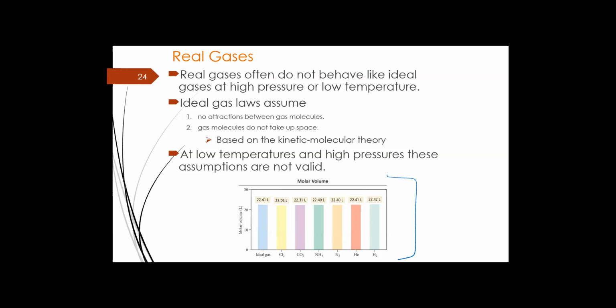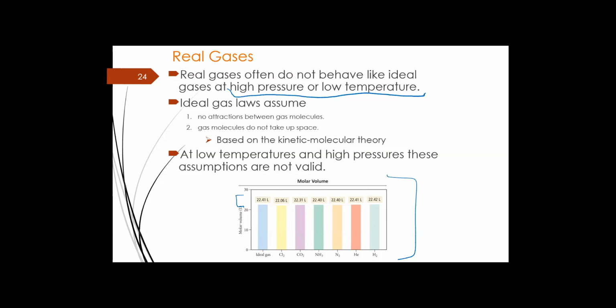But real gases often don't behave like ideal gases, and this is going to be at high pressure or low temperatures. The reason why is that at high pressures or low temperatures, we made two big assumptions for the ideal gas law: that the attractions between the gas molecules didn't exist, and that the gas molecules do not take up any space. This kind of came from the kinetic molecular theory. Well, at low temperature and high pressure, those are no longer valid. Now you can see that generally speaking, they always kind of stay within that range. Our ideal gas would be 22.41 liters.